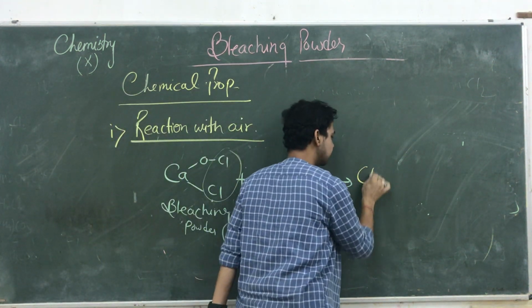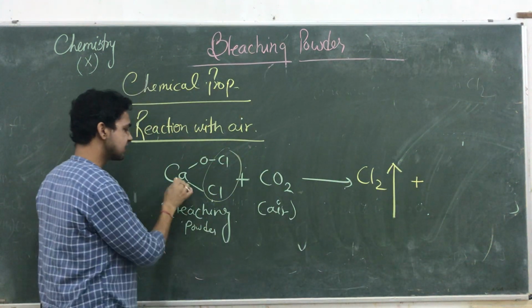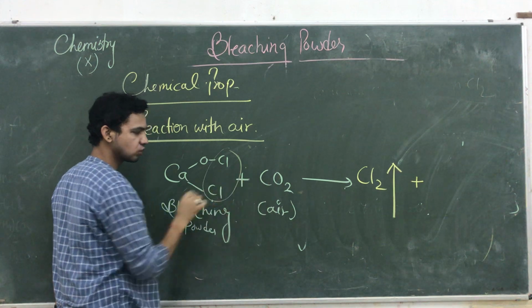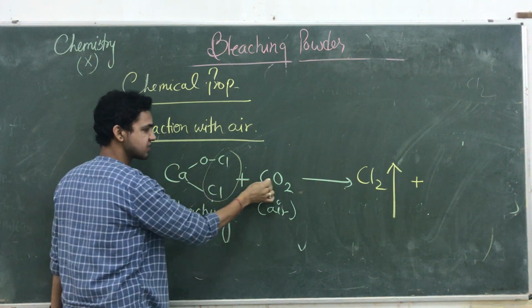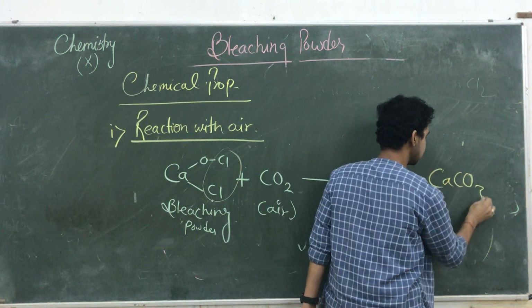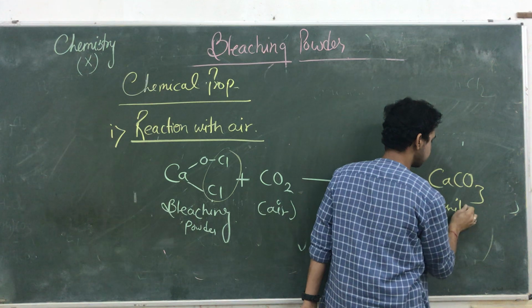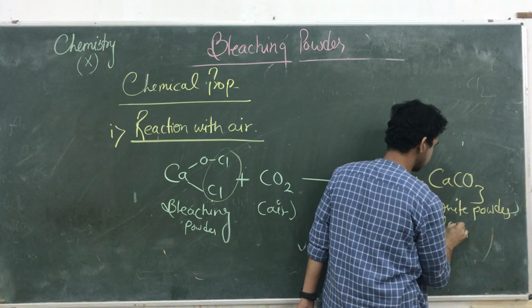Cl2, liberating a gas that is known as CO2. Now what is left? Ca, O, join them together. How many O are there? O2 plus 1 makes 3, so what is formed? CaCO3. It gives a white colored substance, known as white powder. So this is known as calcium carbonate.